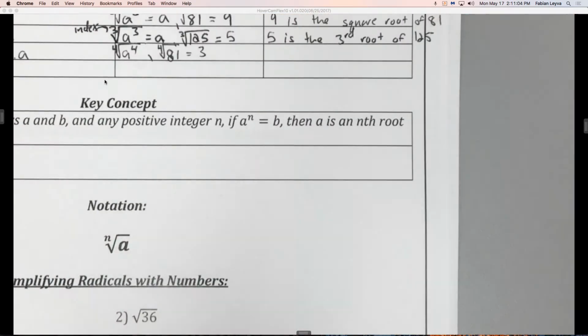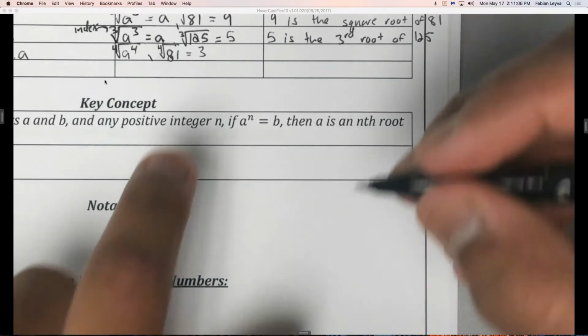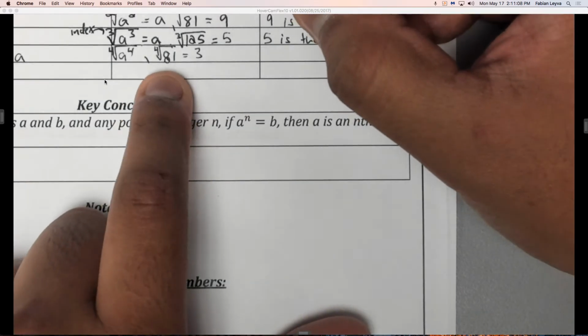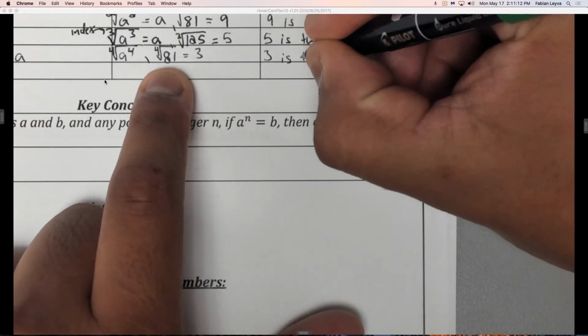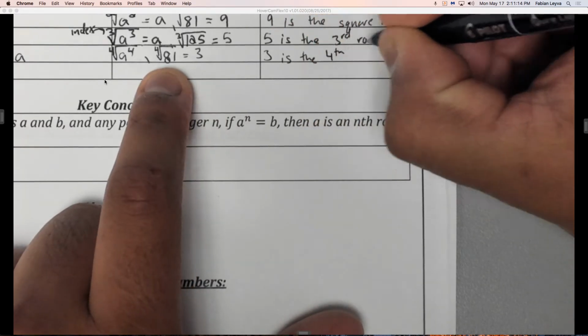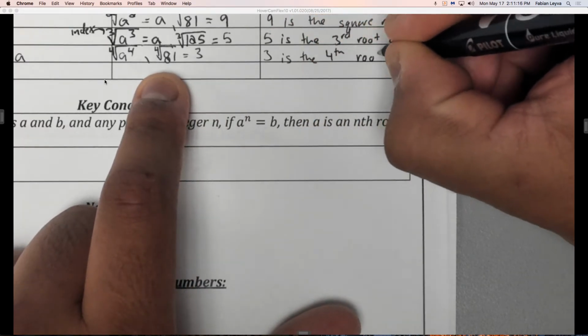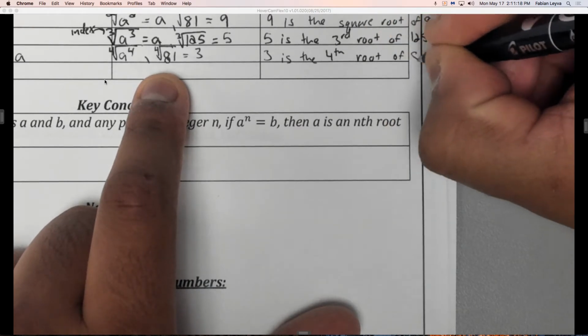So also understand how to communicate the relationship between these. If I look at the fourth root of 81, it's equal to 3. That means 3 is the fourth root of 81.